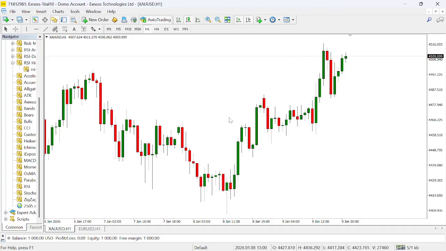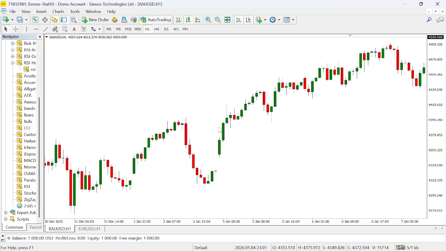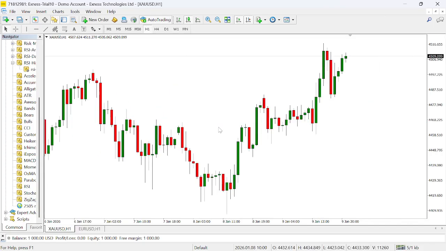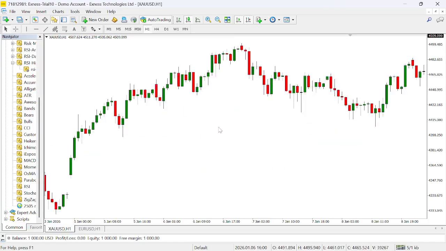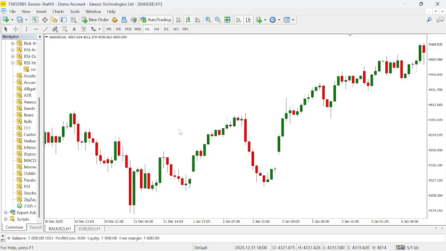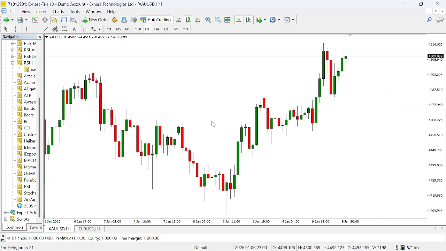The RSI Histogram Indicator is a variation of the classic relative strength index that provides a visual representation of RSI values in the form of a histogram. It is designed to help traders identify potential trend reversals and market momentum shifts by measuring the strength of price action in a format that is easier to read at a glance than a traditional RSI line. By analyzing the RSI histogram, traders can gain valuable insights into market conditions and make more informed trading decisions.